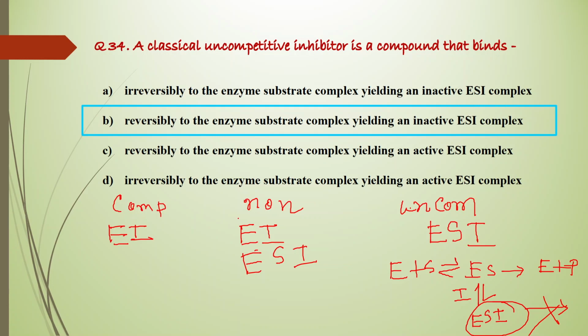So this is the basic difference in the reaction mechanism for competitive, non-competitive and uncompetitive. Be very clear with that: the competitive inhibitor binds with the enzyme only. The non-competitive one binds with both enzyme and the enzyme substrate complex, but the uncompetitive one only and only binds with the enzyme substrate complex, obviously in a reversible manner, and ESI is an inactive species. So according to this particular question, our correct option was option B.